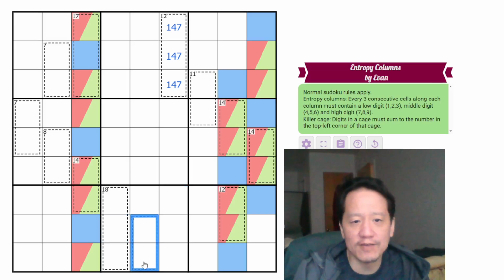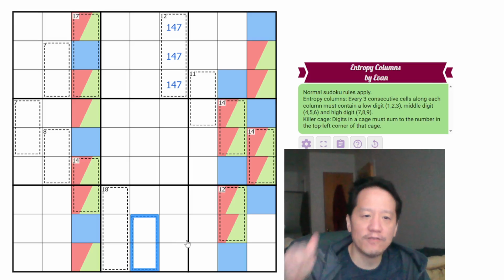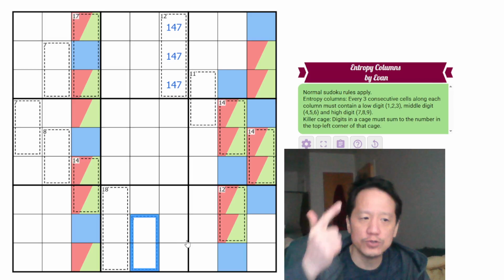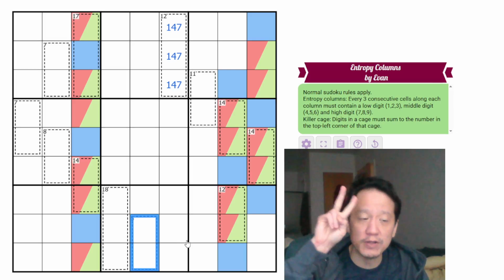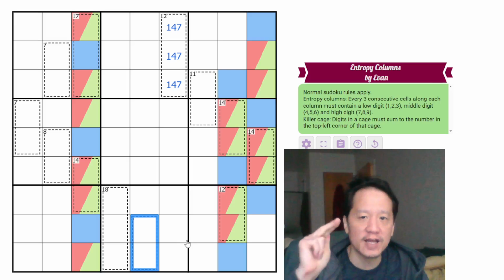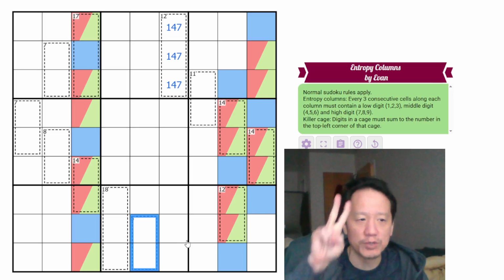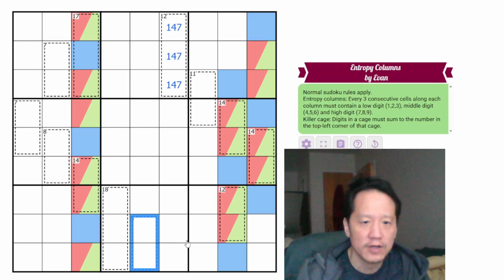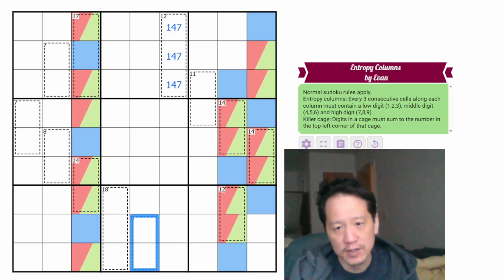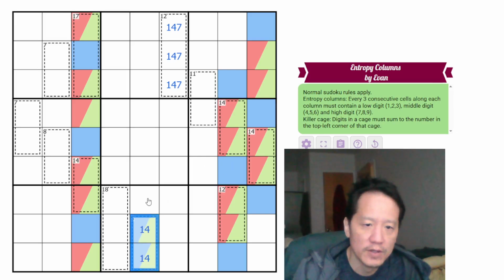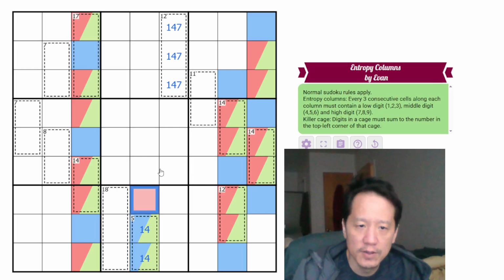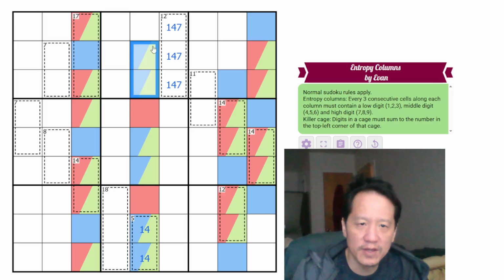Now for 5, you can only have 1, 4 adding up to 5 or 2, 3. But 2 and 3 would both be low digits, and therefore you would have a set of 3 consecutive cells which would contain 2 low digits, which is not allowed. So this specifically has to be low and middle, and it has to be 1 and 4 specifically. So therefore, this must be a high digit, which means these 2 digits have to be low and middle, which makes this a high digit, which means these 2 digits are low and middle, and therefore this is a high digit.